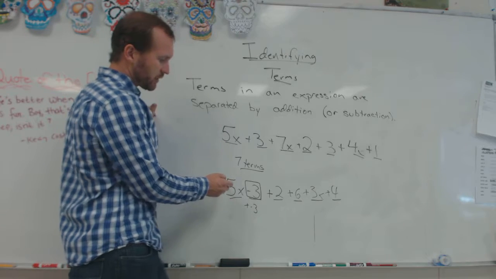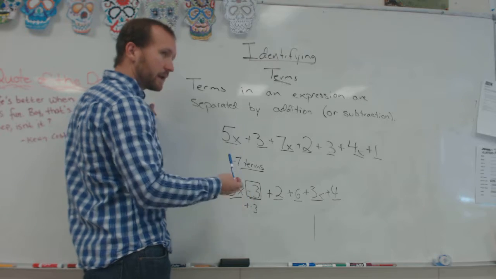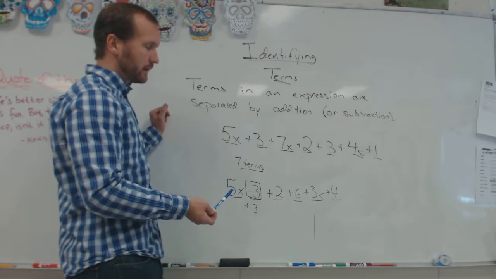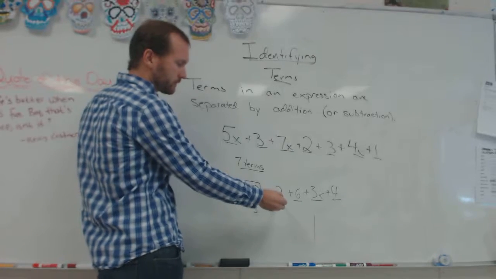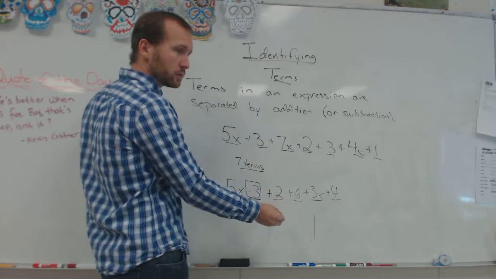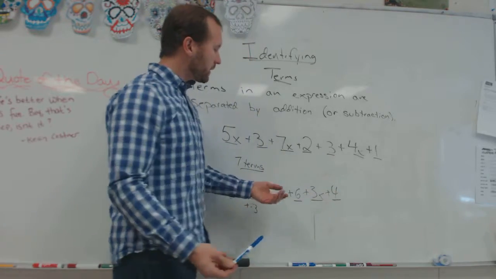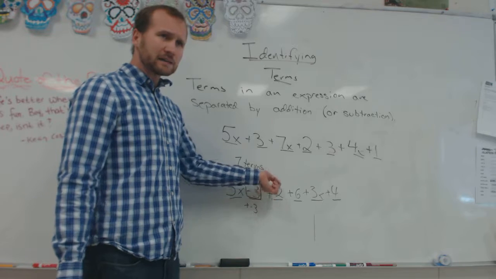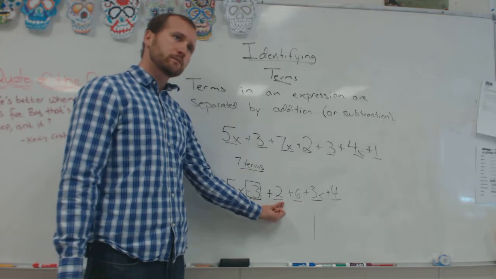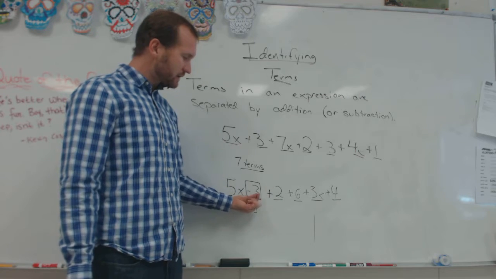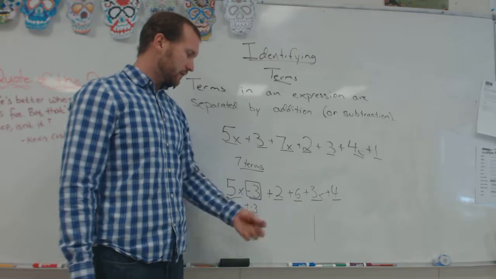In this expression, what are my terms? I have 5x, negative 3, 2, 6, 3x, and 4. Negative 3 is the term. And we could say positive 2, but plus 2 is not the term. The term is 2 or positive 2. It's separated from this term by a plus sign, but it's over here, it's separate.